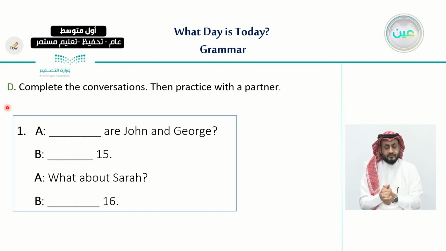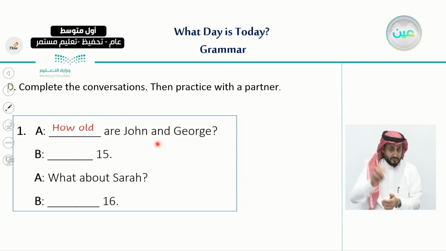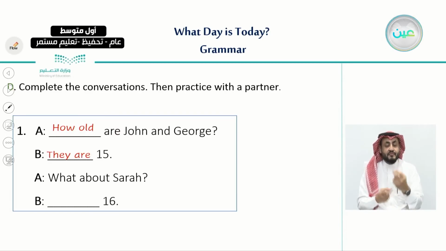For example, here, of course the question is about an age, because the answer says 15. So of course we're going to start our answers with, how old are John and George? And since we ask about two people, the answer would start with, they are 15. And then, what about Sarah? And since Sarah is only one person, we would say, she is 16. Let's move to the second conversation.